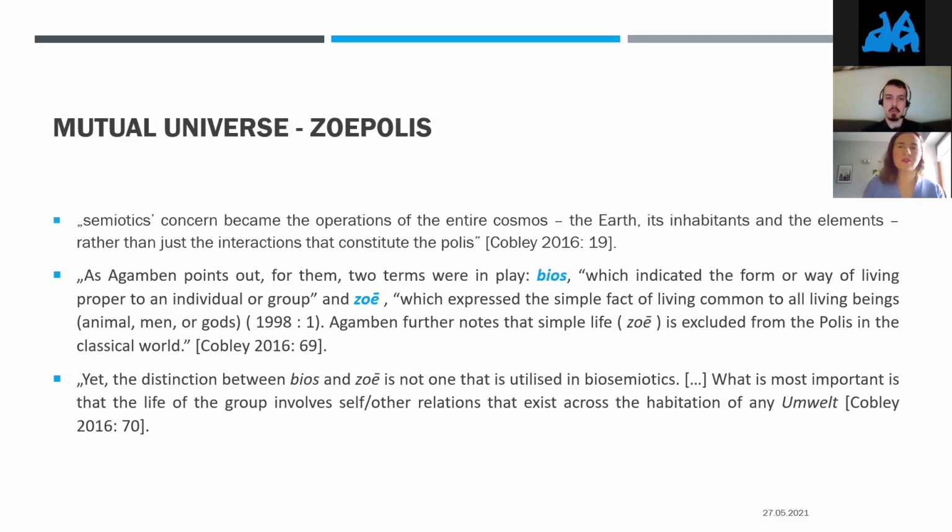These are two types of life which are mentioned both by Paul Cobley in his book on biosemiotics, but also this opposition is crucial for some post-anthropocentric ponderings. So bios is a life of an individual or a group, and it has its boundaries, it has its beginning and end. While zoe is just life itself, like a vitalistic power of living. And zoe is common for all natural subjects.